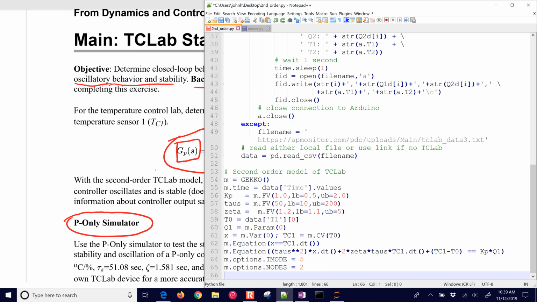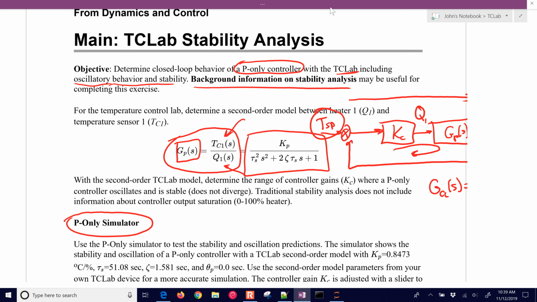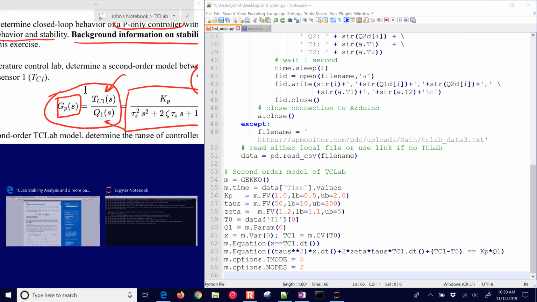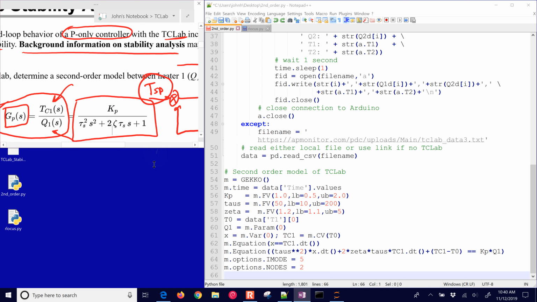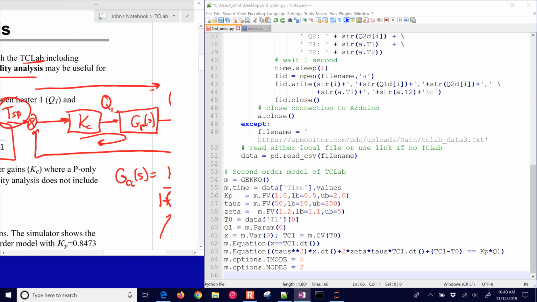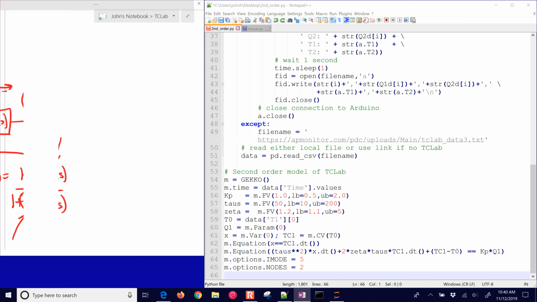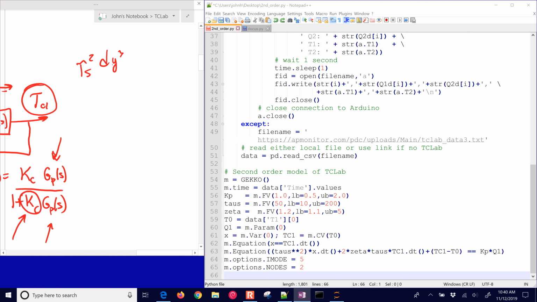Alright, so let me just show you this briefly so you know where this equation is coming from. This is just our second order equation that we want, and what we're going to do is just start with the second order equation, which is tau s squared d squared y dt squared. Now in this case, this is our temperature.